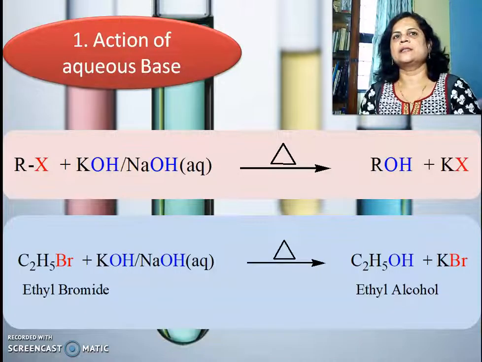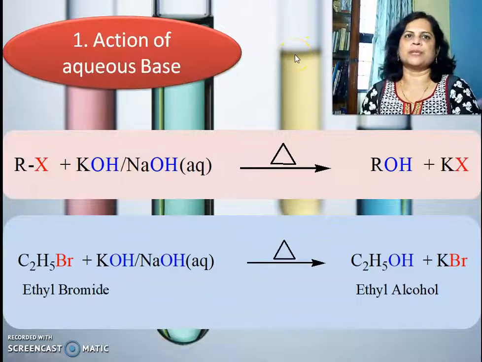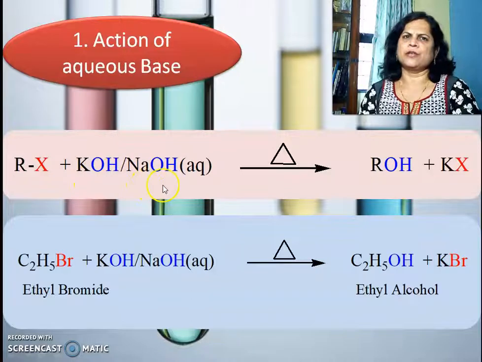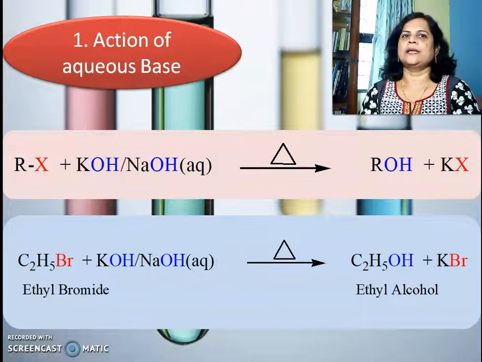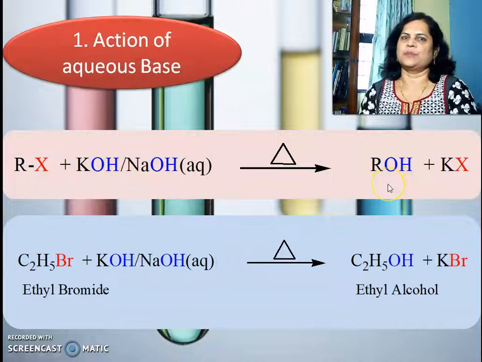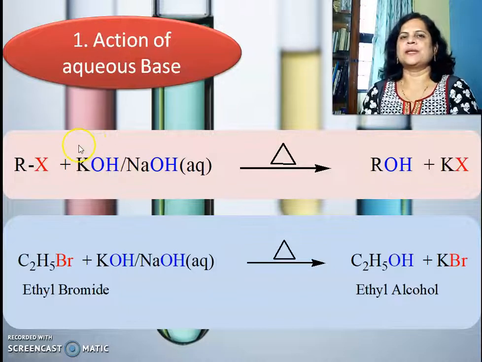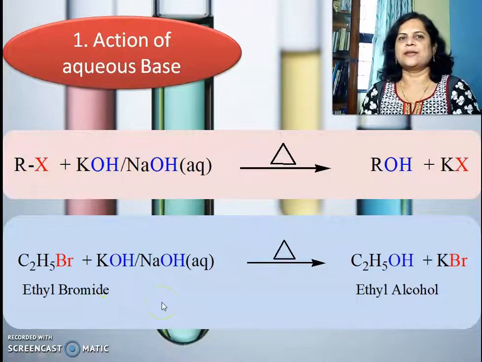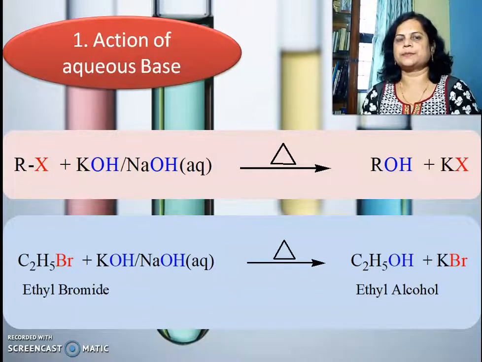The first reaction: action of aqueous base. When alkyl halide reacts with aqueous NaOH or KOH, or we can use moist silver oxide here, on heating there is formation of alcohol. That means the X group is replaced by the OH group. Ethyl bromide is converted into ethyl alcohol by using aqueous NaOH or KOH. So this is a substitution reaction.